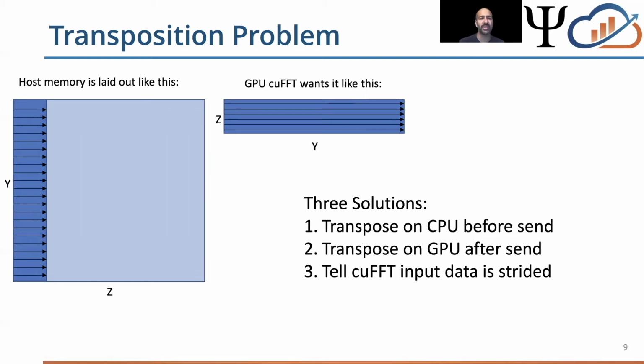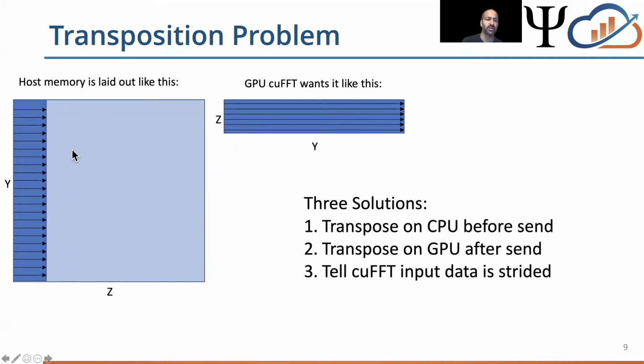Now, the next problem is a transposition problem. So think about a 2D case. It is also the same in a 3D case, but the host memory is laid out like this. We have our y-axis and our z-axis, and the memory is contiguous along the z direction. Now, if we want to do y pencils, we're actually trying to do these pencils here, okay? So the GPU wants the data to look like this.